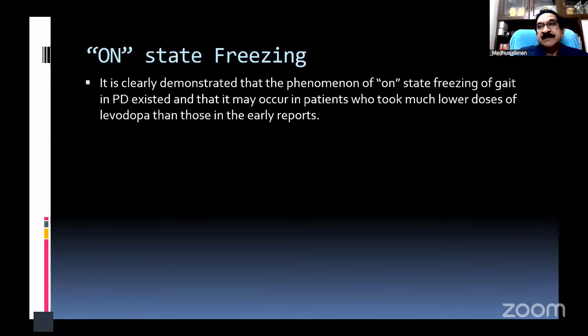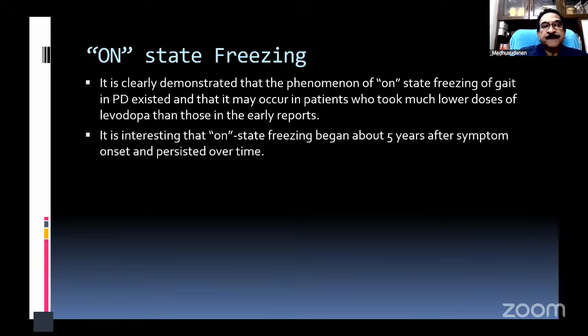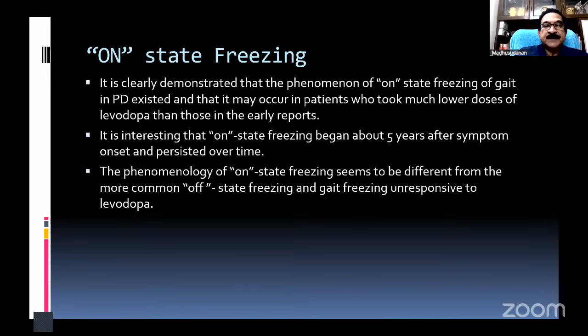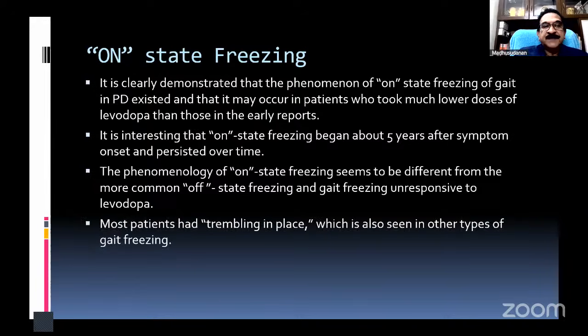There is on-state freezing. It is clearly demonstrated that the phenomenon of on-state freezing of gait in PD existed, and that may occur in patients who took much lower doses of levodopa than those in the earlier reports. It's interesting that on-state freezing began about 5 years after the symptom onset and persisted over time. The phenomenology of on-state freezing seems to be different from the more common off-state freezing and gait freezing unresponsive to levodopa. Most patients had trembling in place.